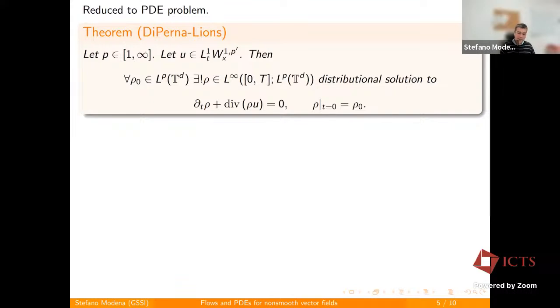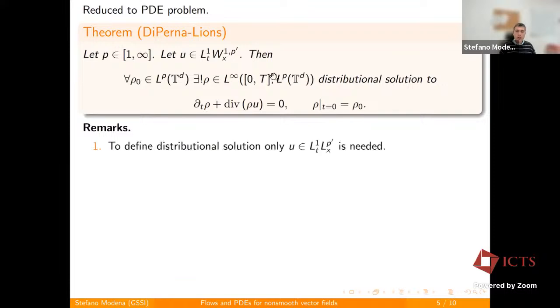let me make a couple of remarks. So the first remark is that we mentioned before that we need to make sure that this term makes sense in the sense of distribution, this rho times u. And the observation is that in order for it to make sense, it's enough to have u which is L1 in time, LP prime in space, because you see, the rho is L infinity in time, LP in space. So if u is L1 in time, LP prime in space, the product is L1 in time and space. So it makes sense as a distribution.